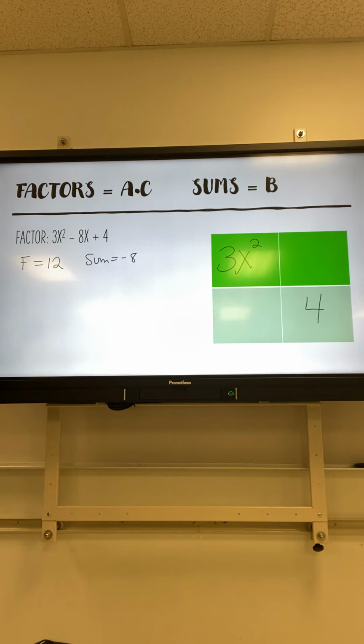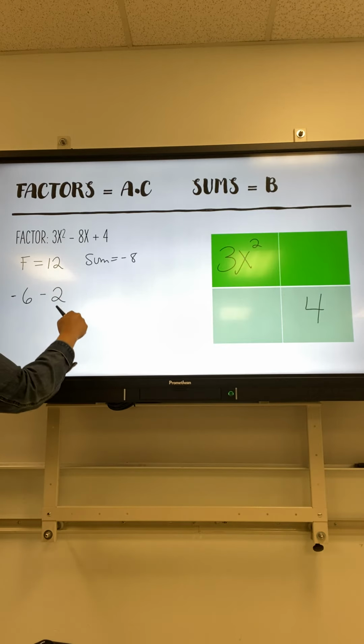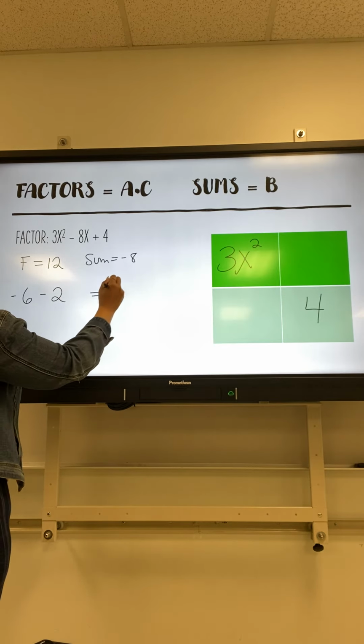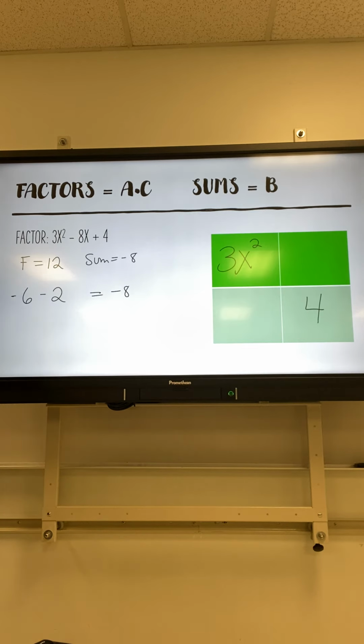And so again, we have a negative, so we talked about how to address that. And so the factors that are going to work, I need a positive 12, and somehow I'm going to get 8. So that's going to be negative 6 and negative 2. So hopefully if you paused the video, you came up with those two factors. Because when I multiply the two negatives, I get a positive 12, and then when I add them, I get negative 8. All right, so these are the factors that I want to use.